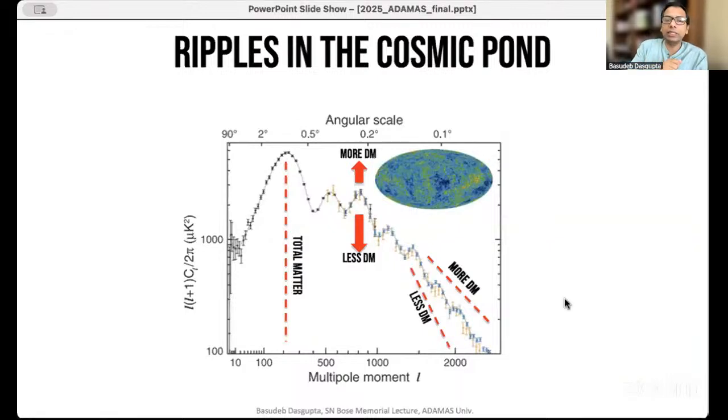And by doing this, we have determined that about 27% of the total energy density of the universe has to be in the form of dark matter. Okay, so that's the fourth line of evidence.